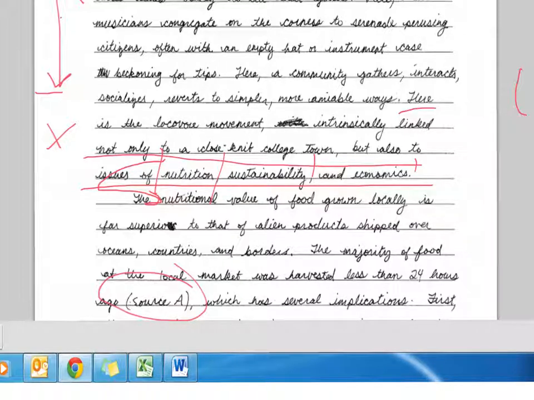Now, please note that this does not mean that in her essay she is not going to comment on the counter-argument. So at some point she will probably address the reasons why people think that the locavore movement is impractical. But she will then smash that counter-argument down. So immediately in the introduction, we can see that this is going to be a very well-constructed essay.